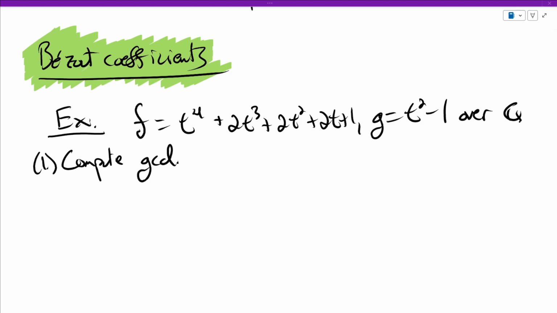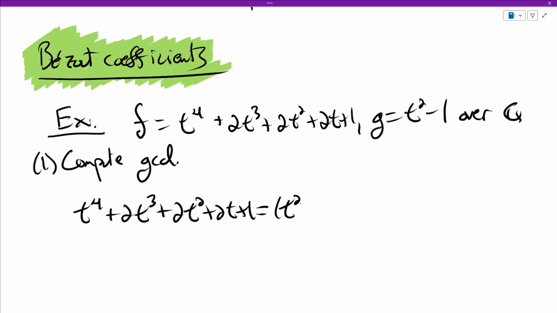How do you compute the GCD? You use the Euclidean algorithm. How do you do the Euclidean algorithm? You do repeated long division. So you start off by dividing, in this case, the lower degree polynomial into the larger degree polynomial. If I did it right, when you do the polynomial long division, which I'm not going to rehash here because you can do it, you should get that f is g times t squared plus 2t plus 3, and then the remainder is 4t plus 4.